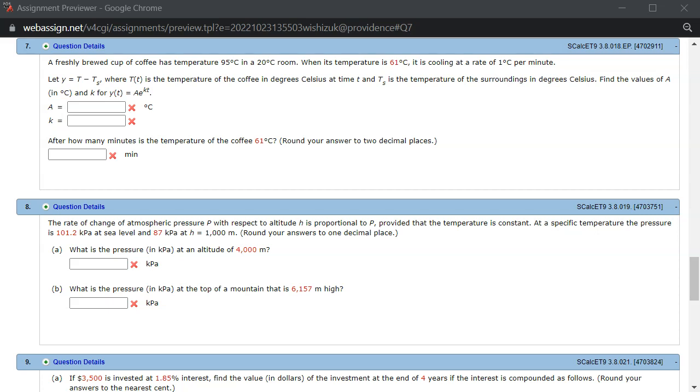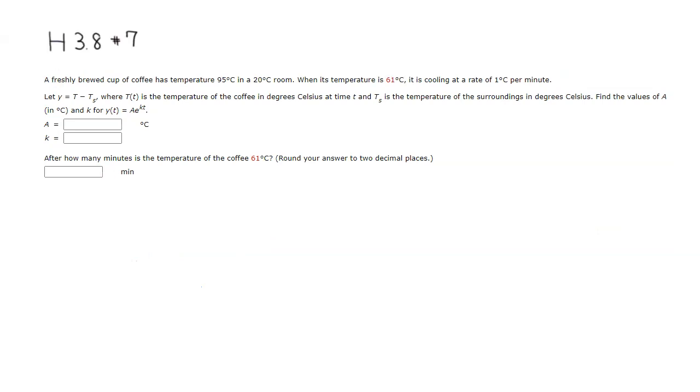All right, let's look at homework 3.8, problem number 7. Let's do this Newton's law of cooling problem. It says that coffee is initially 95 degrees Celsius.